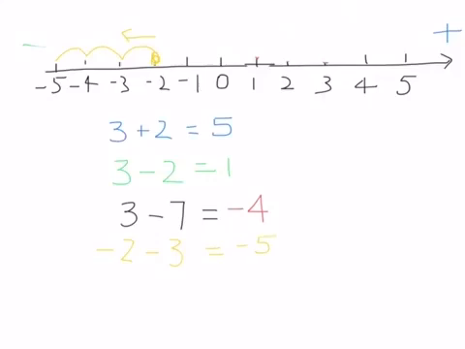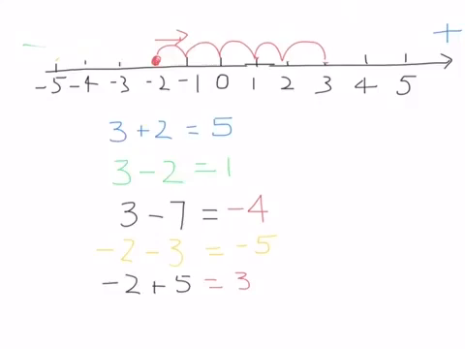If I have -2 plus 5, once again I have to start at -2, but then I see a plus sign, which means I go in that direction. How far do I go? 1, 2, 3, 4, 5. So my answer is 3.